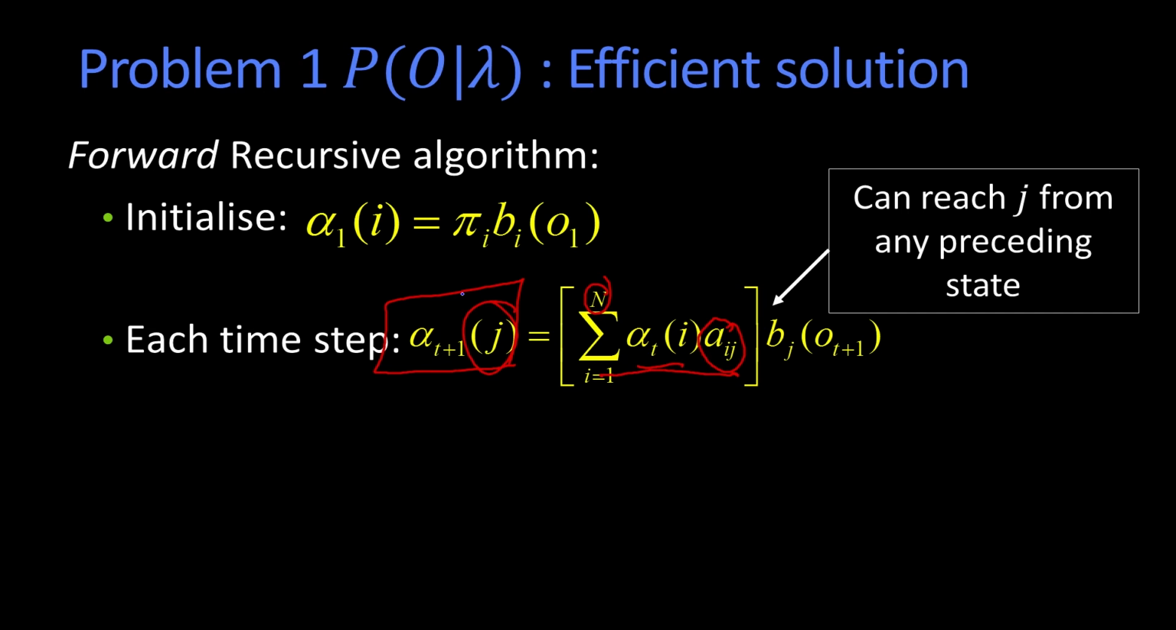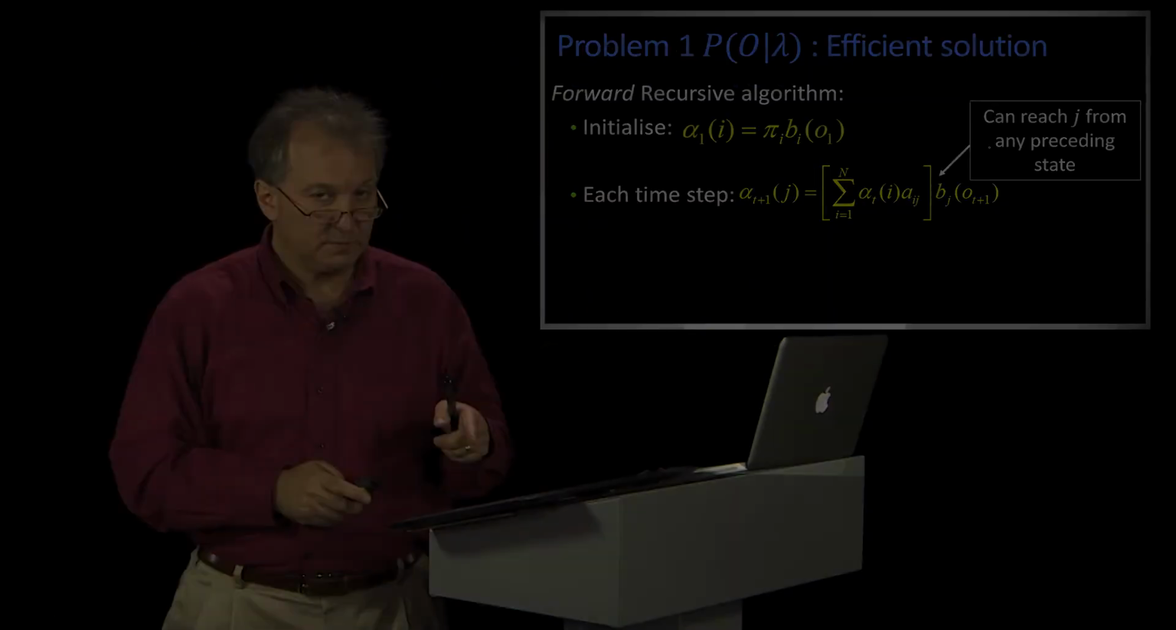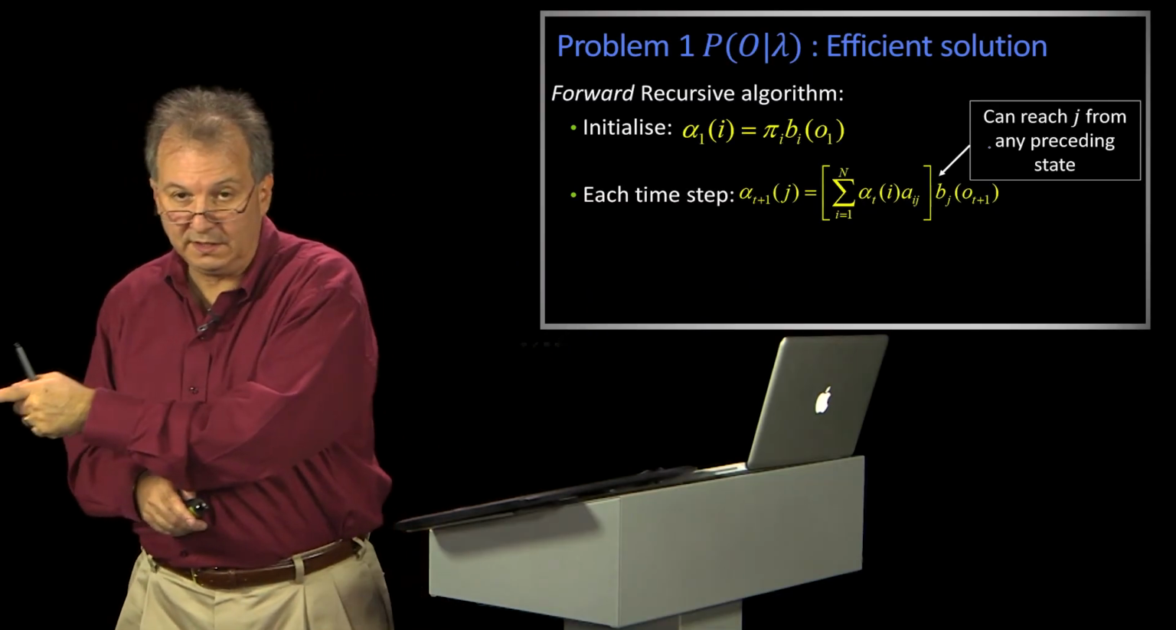And now I also have to talk about the output symbol at time t plus 1. Well, that's b sub j of o t plus 1. All right, and there's no other way of reaching that j state from any of the preceding states, so I just define that recursively. That means I can do one more really cool thing, okay? So I could obviously run this all the way to capital T.